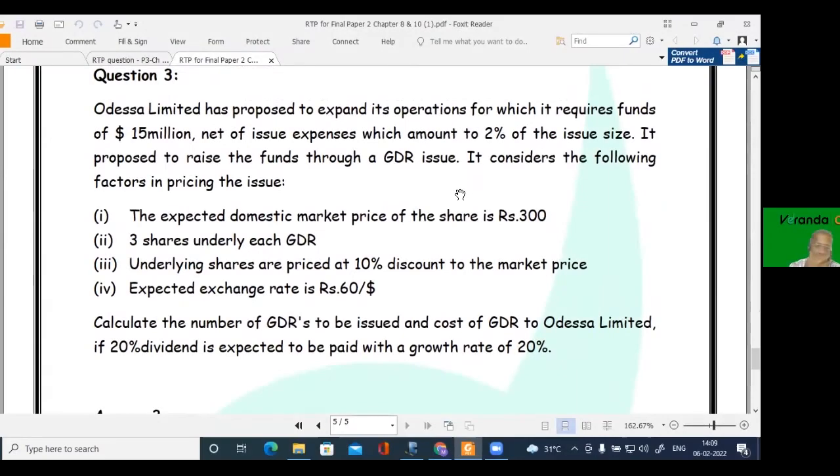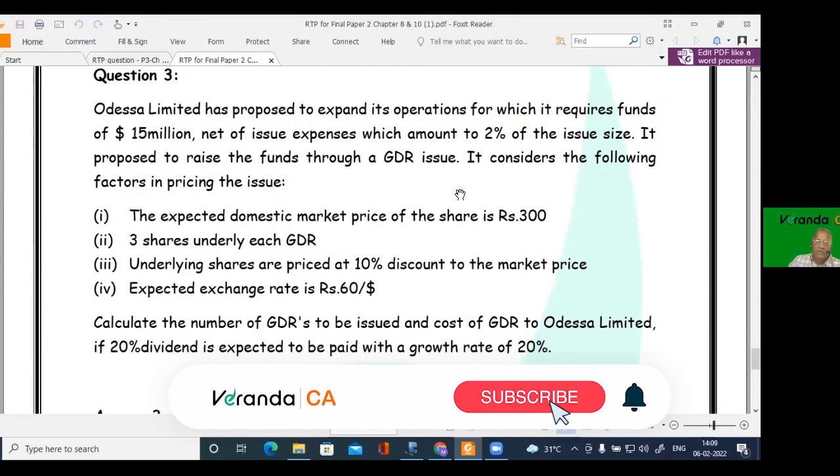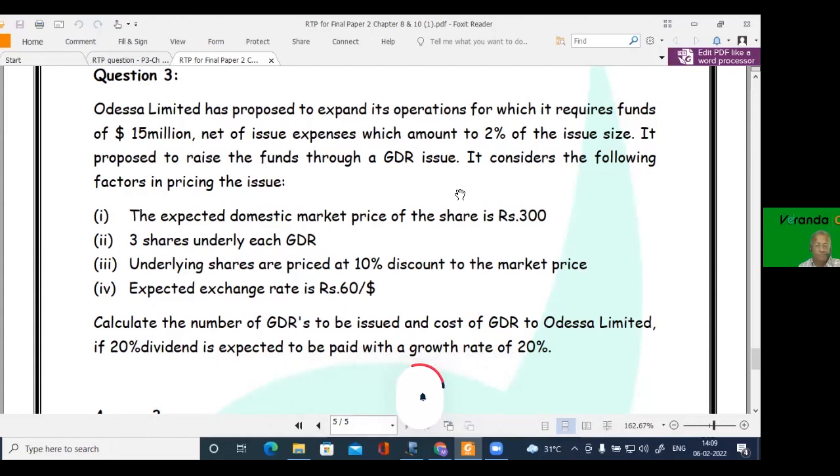Question number 3. This is about the global depository receipt, how money can be raised outside India. Now let us pick up question number 3. Odisha Limited has proposed to expand its operation, for which it requires funds of $15 million net of issue expenses, which amount to 2% of the issue size. It proposes to raise the fund through a GDR issue. It considers the following factors in pricing the issue.